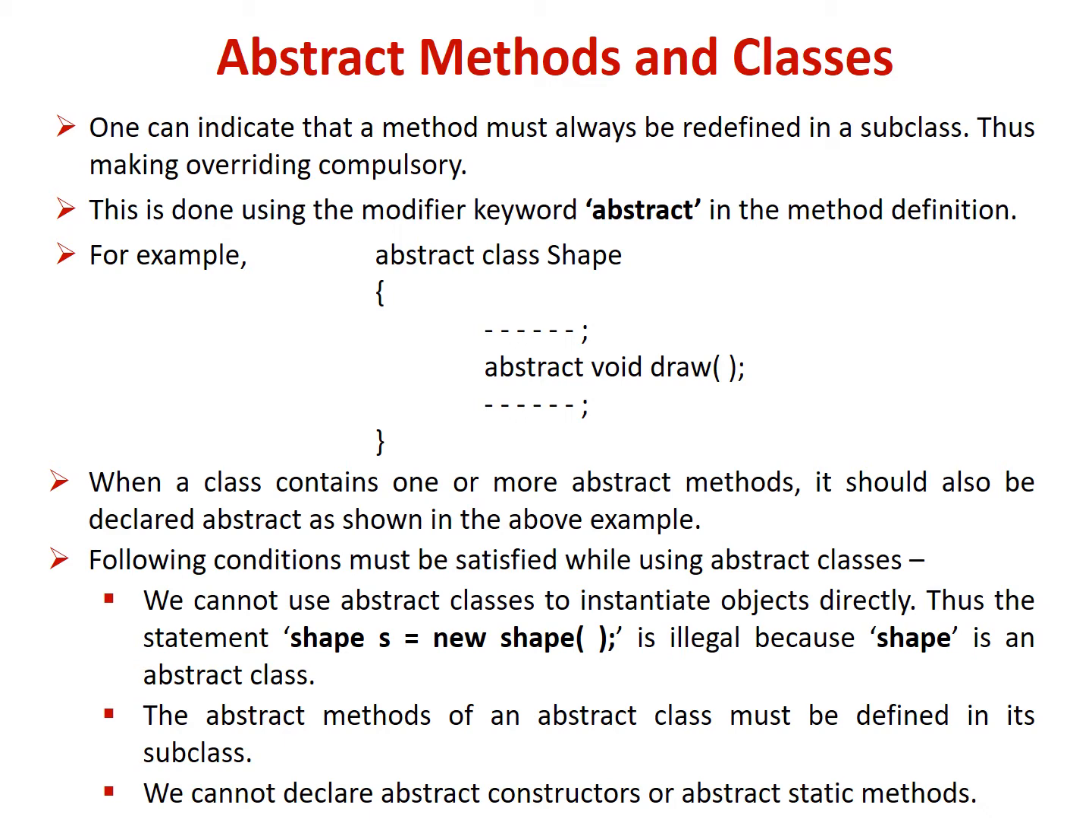While using abstract classes, we must satisfy the following conditions. Number 1, we cannot use abstract classes to instantiate objects directly. That is, here the declaration statement shape s is equal to new shape is illegal because shape is an abstract class. Number 2, the abstract methods of an abstract class must be defined in its subclass. And number 3, we cannot declare abstract constructors or abstract static methods.